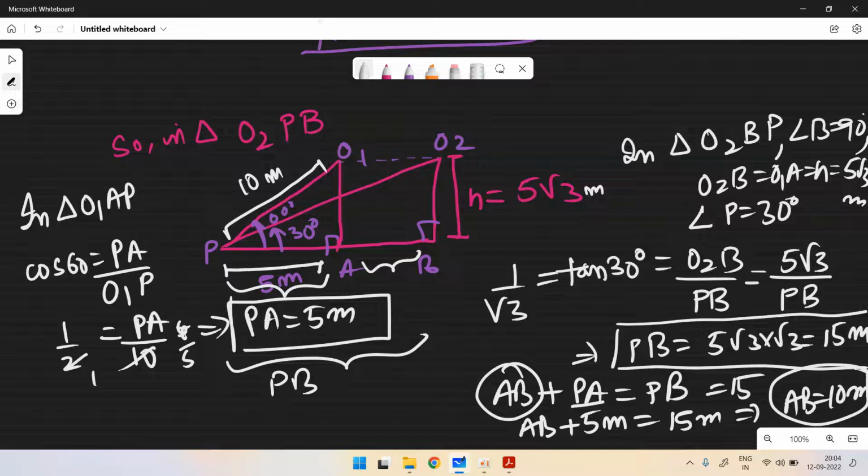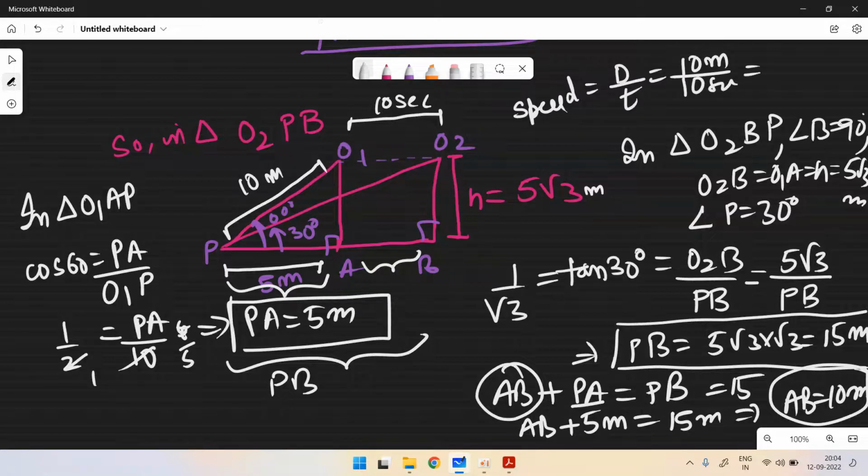Now it is given that it takes 10 seconds to move from here to here. So the speed will be distance upon time. Distance we have already calculated. And what is distance? It is 10 meters upon 10 seconds. So this is 1 meter per second. The speed of the balloon is 1 meter per second.